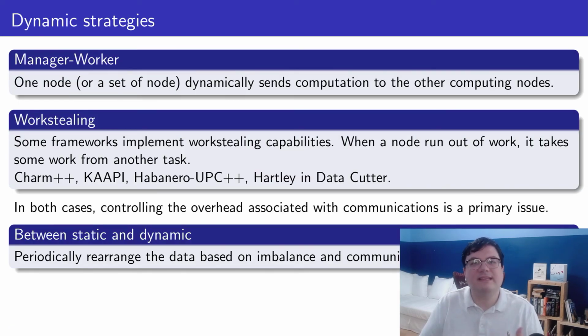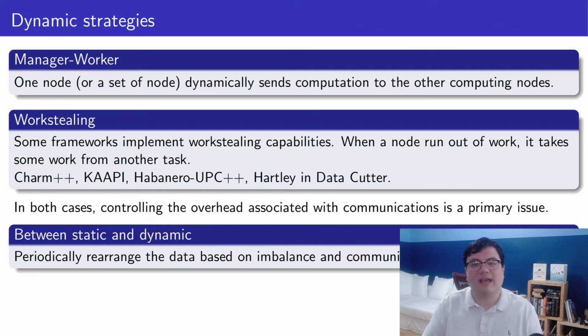It may not be easy to distribute the data and the associated computation beforehand. It is possible that the structure of the data changes over time, or maybe it is not well known in advance. In such cases, we often use dynamic strategies to distribute the load and the data. Manager-worker systems have one node, the manager, send computation to the other computing nodes, the workers. Another strategy is to have each node capable of stealing the work of another node when it runs out.